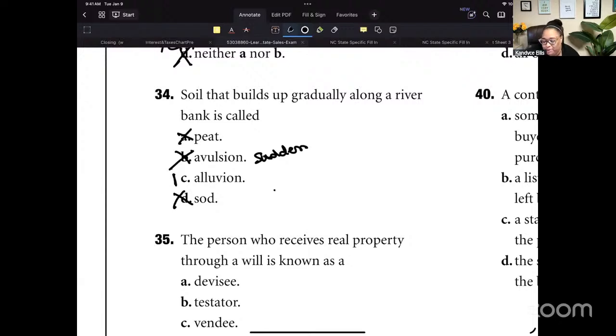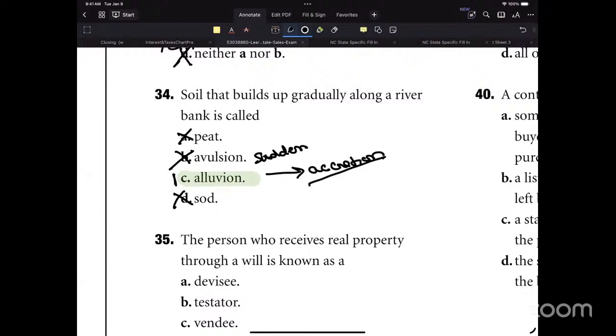I just happen to know alluvion because I know my vocab words, and that is related to the word accretion. The action of it building is accretion, and the actual dirt itself is alluvion. So there you go. It's a vocab word. And then somebody said something in the chat there: is that the accumulation of sand and soil? Yeah, it's the sand and soil itself, Trisha.